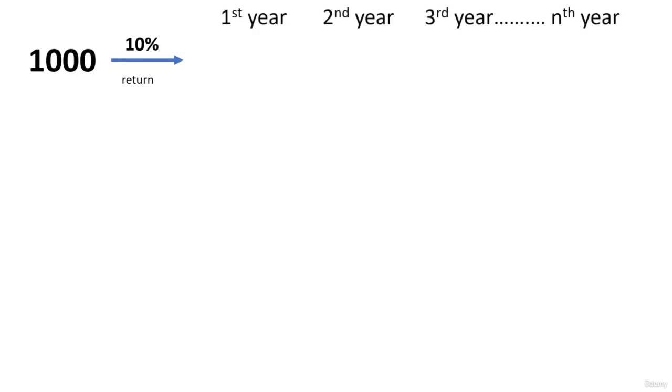Let's say I'm investing 1000 rupees with the bank because the bank promises me some incentive, right? And that is, the bank promises me 10% return every year. Okay. Now in the first year, second year, third year, fourth year, up till the nth year, I'm liable to get this return, right?